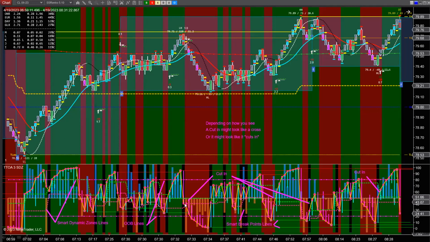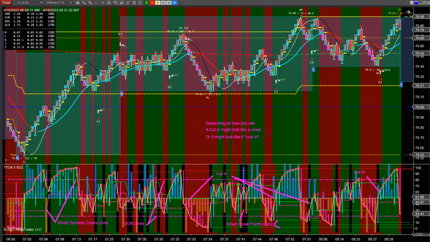Here's another cut-in right here. So in this one, the Trapped Trader Oscillator is going down while the Smart Dynamic Zone band is going up. And then it becomes a pearl necklace.